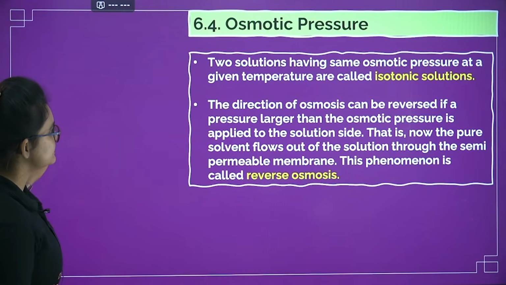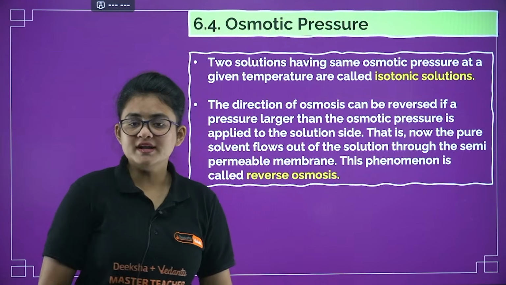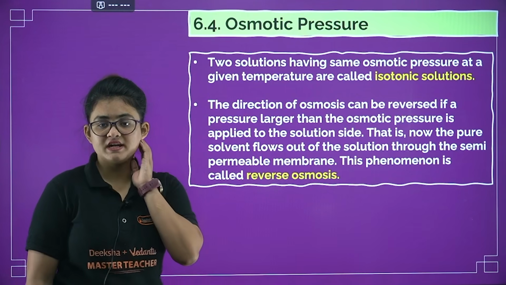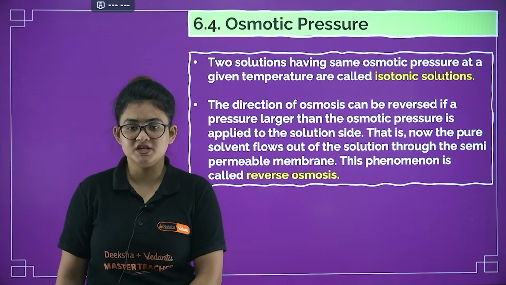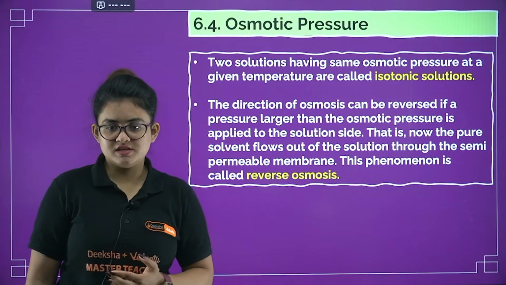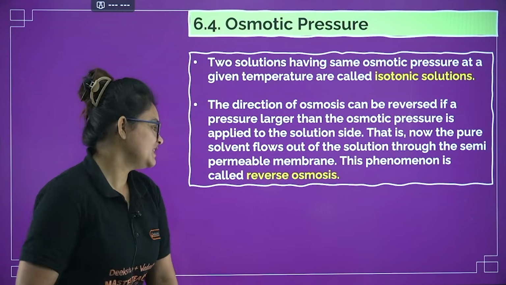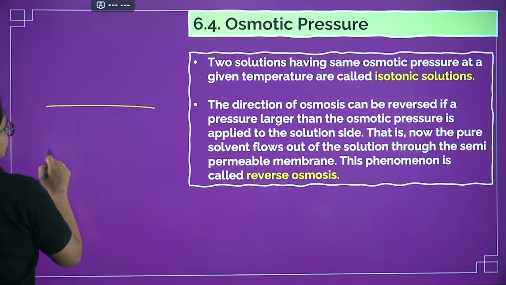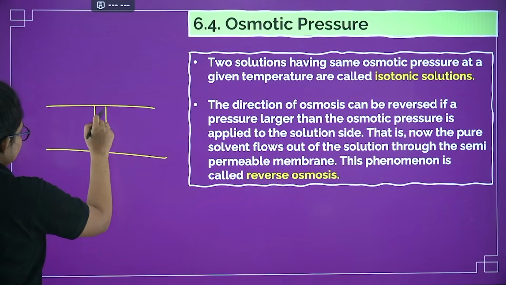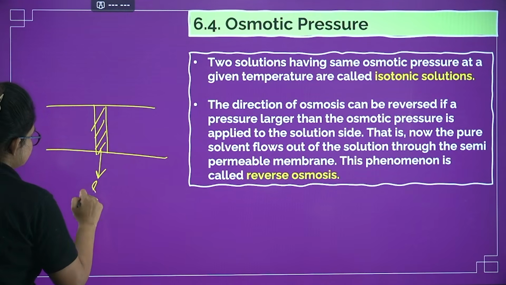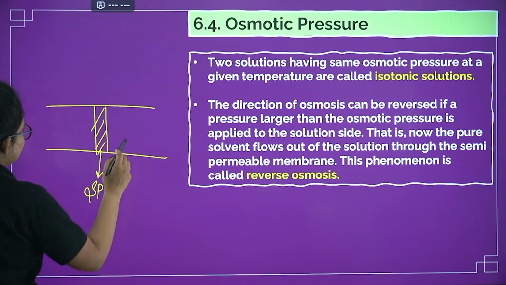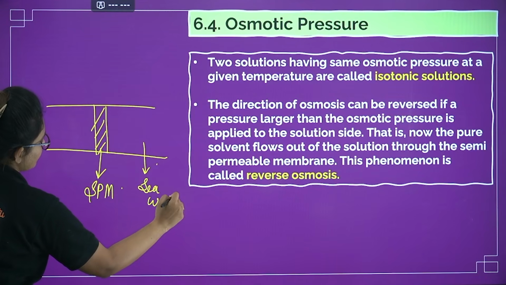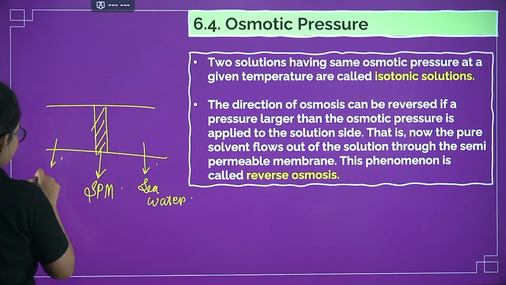Let's proceed. So what is an isotonic solution? Isotonic solution means two solutions having the same osmotic pressure at a given temperature. What is reverse osmosis now? Let me give you an example of it. Let's say here I have an SPM, semi-permeable membrane. Here I have seawater, and here I have normal water.